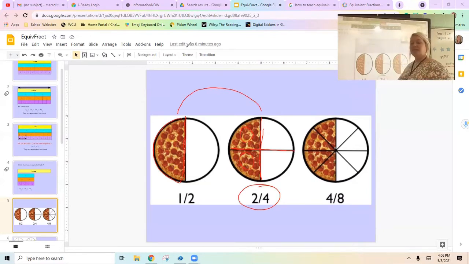Well, let's pretend we had more people come to a party and we needed to divide our pizza into 8 equal pieces. 4 of them were eaten. Half of that pizza is still left, but now my fraction changes to 4/8, because the way I cut it, it shows that there are 4 pieces left out of 8. So that means that 1/2 is equal to 2/4 is equal to 4/8.